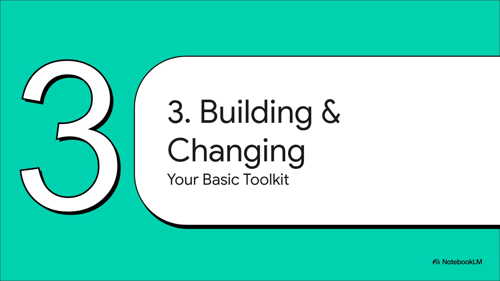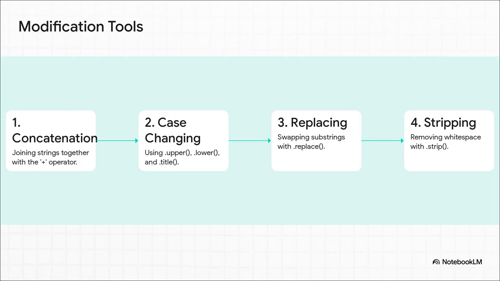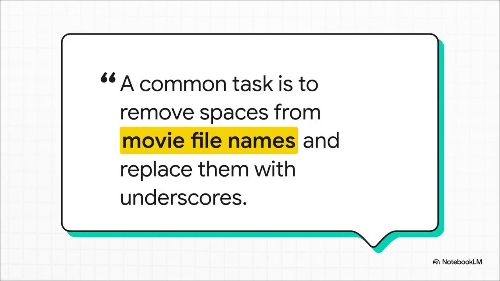Okay, with that critical rule locked in our brains, let's start filling up our toolkit. These are your bread and butter methods for tweaking and combining strings. First up, you can stick strings together with a simple plus sign. That's called concatenation. Then you've got your case-changing methods like .upper for all caps and .lower for all lowercase. Need to swap one piece of text for another? .replace is your best friend. And for cleaning up that annoying extra white space at the beginning or end of a string, .strip is an absolute lifesaver.